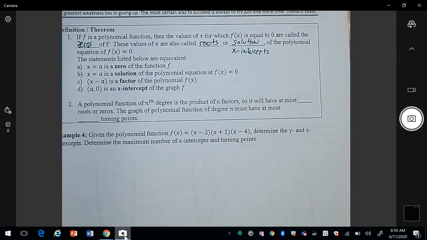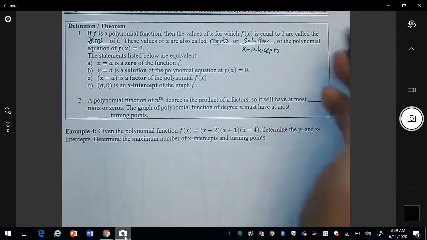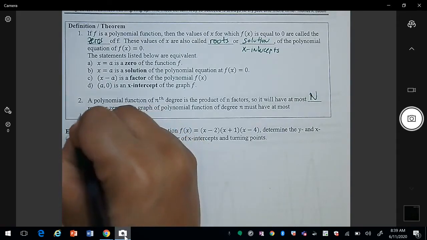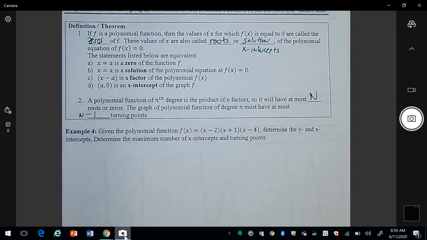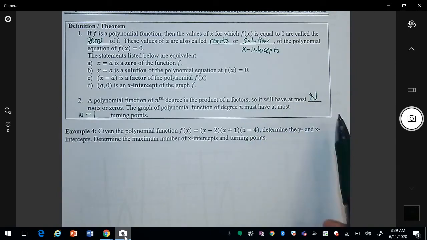A polynomial function of the nth degree is a product of n factors, so it would have at most n roots or zeros. The graph of a polynomial function of degree n must have at most n minus 1 turning points. So what this is saying is if your degree is 3, then you should have 3 zeros.